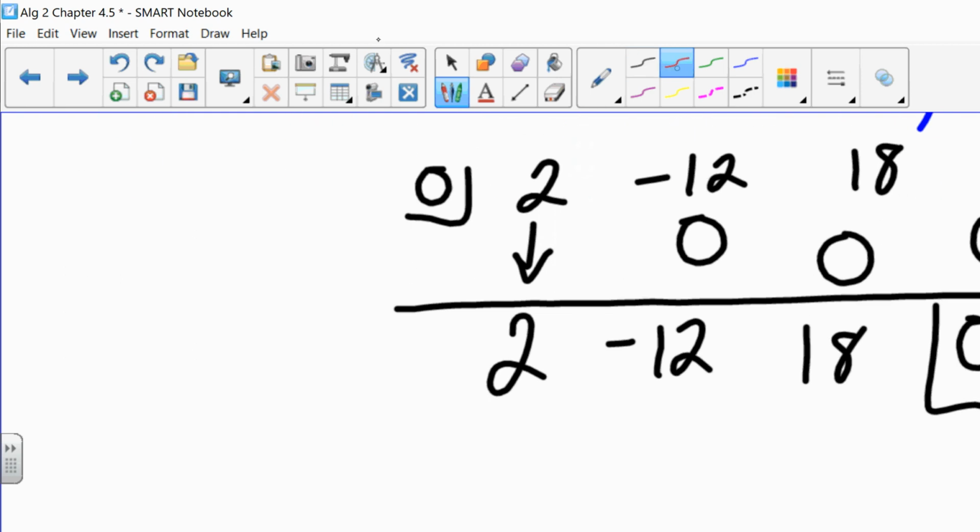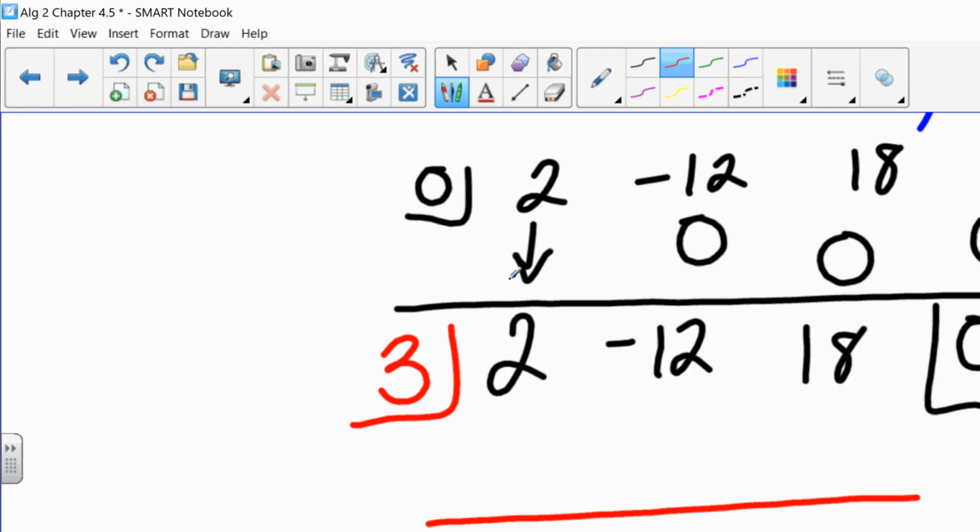Now, we can do it again with our other solution. We drop down the 2 and do this again. 3 times 2 is? Negative 12 plus 6 is? And 3 times negative 6 is? 18 plus negative 18 is?